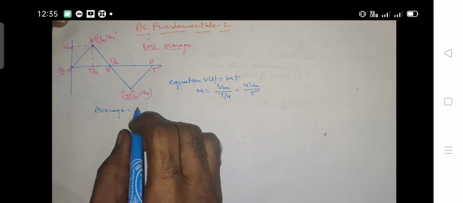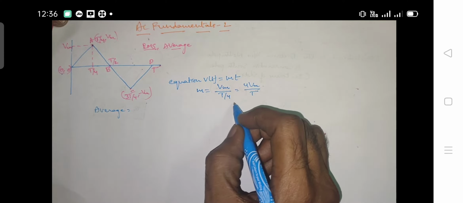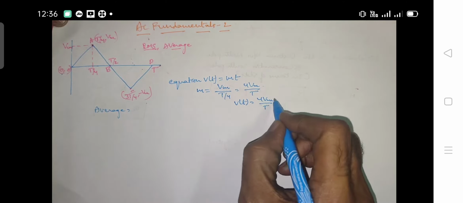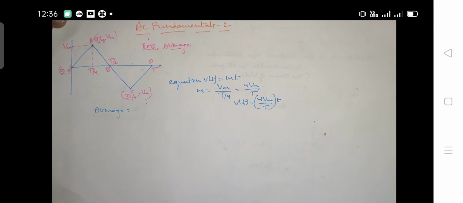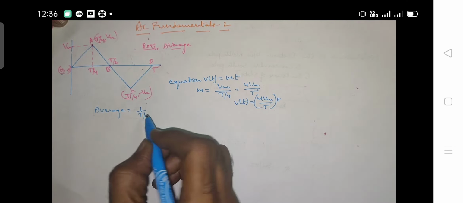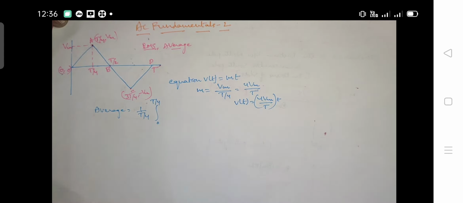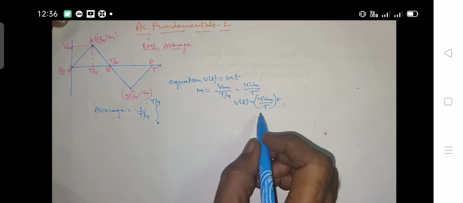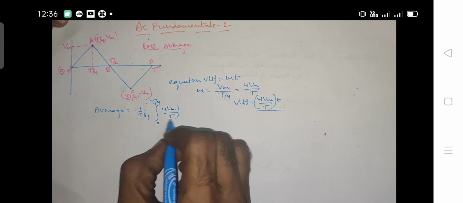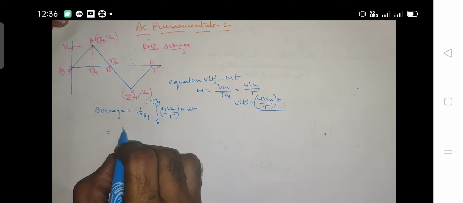Hence the average value can be written as, so before that let me write down the equation here. The equation V of t now becomes equal to 4 Vm by T, the slope, multiplied by t. Now 1 by the time here we are going to consider is T by 4, integral of 0 to T by 4 V of t dt. So V of t is now equal to 4 Vm by T into t dt. So this is equal to 4 by T.